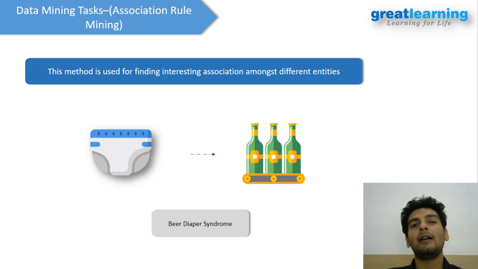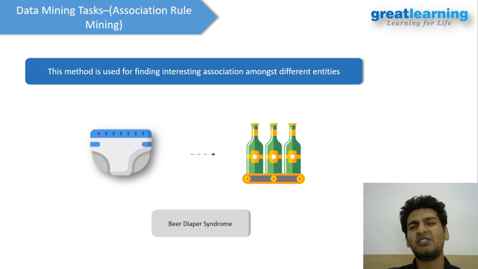And then the next data mining task is something known as association rule mining. This method is used for finding interesting associations amongst different entities. The perfect example of association rule mining would be the beer diaper syndrome. Very long ago, there was a case study done by Walmart. They had done a case study on single men, actually single fathers. Most of the times when a single father came to Walmart to buy diapers for their kids, it mostly happened that they would also buy a pack of beer along with this set of diapers.